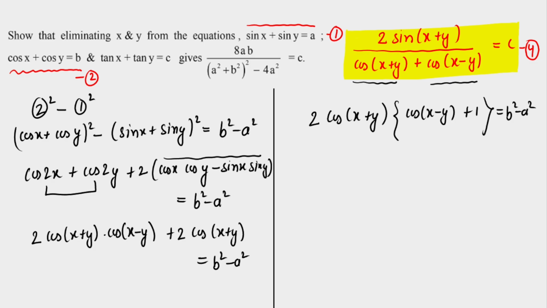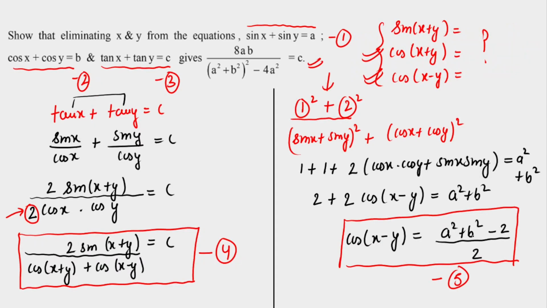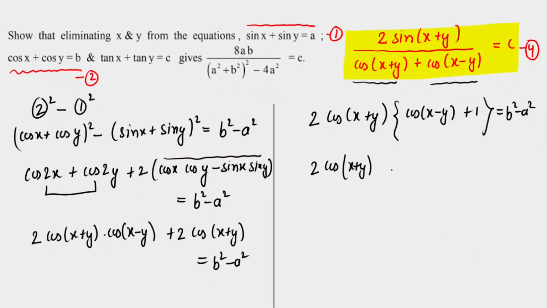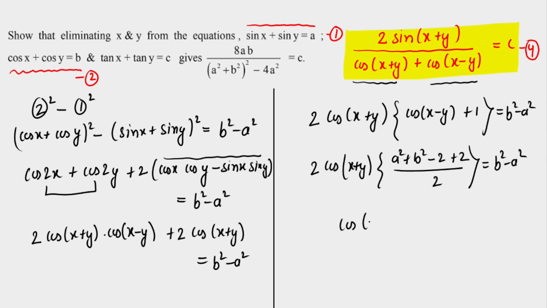Now from the previous equation I can put the value of cos of x minus y. That will be equal to 2 cos of x plus y, and from the previous equation the value is (a square plus b square minus 2) upon 2. So this will be (a square plus b square minus 2) upon 2. I'm going to take the LCM, and the whole thing divided by 2 is equal to b square minus a square. So from here we'll get the value of cos of x plus y. This 2 and this 2 will cancel out, and we get cos of x plus y equal to (b square minus a square) upon (b square plus a square).